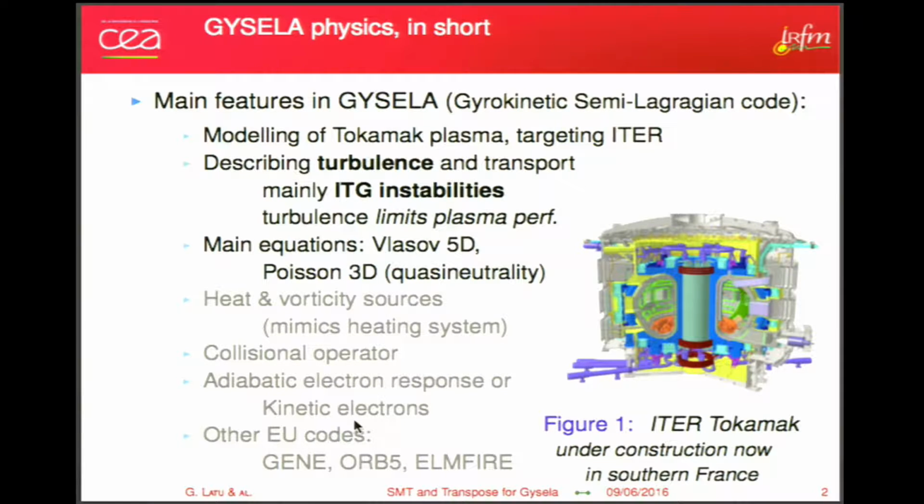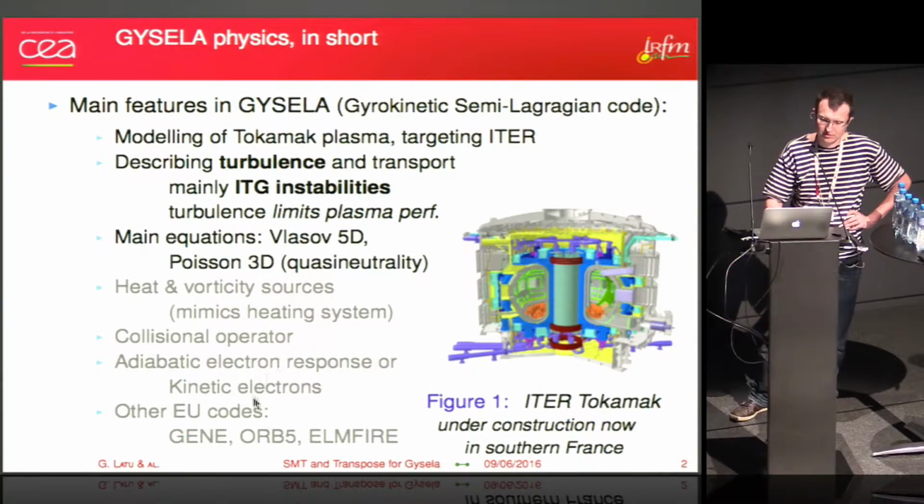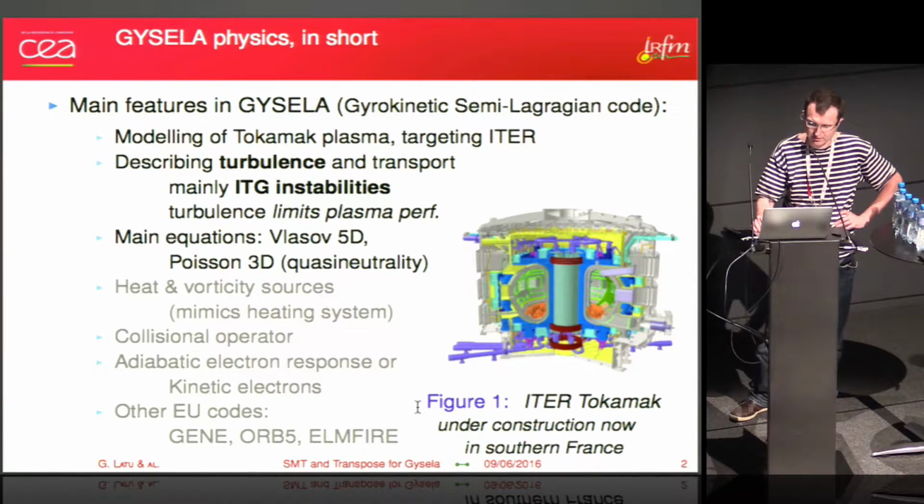The main equation we are solving is the Vlasov equation in 5 dimensions. I will explain that afterward. And the Poisson equation in 3 dimensions. There are other gyrokinetic codes that are modeling the same kind of things, like GENE, ORB5, and ELMfire in Europe.